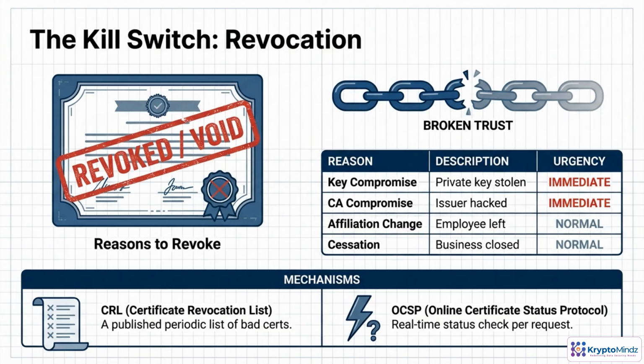To communicate revocation, PKI mainly uses two mechanisms. Certificate revocation lists are periodic downloadable lists of serial numbers that are no longer valid. OCSP is more dynamic. A client can ask, "Is this specific certificate still okay right now?" and get a real-time answer. The pattern is simple. Issuance builds trust. Revocation breaks it the moment it becomes unsafe to continue.